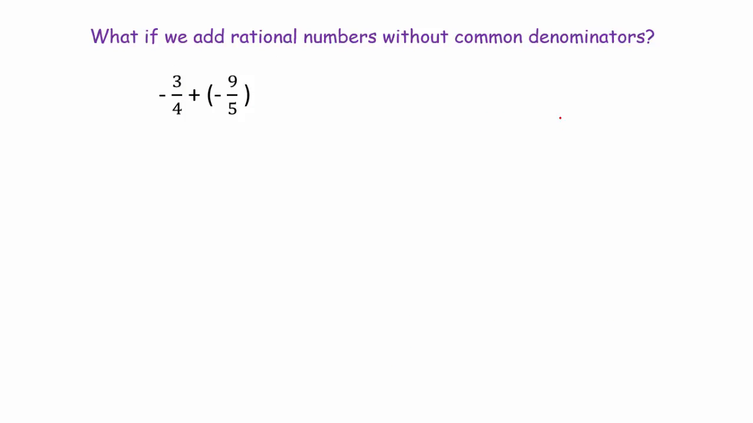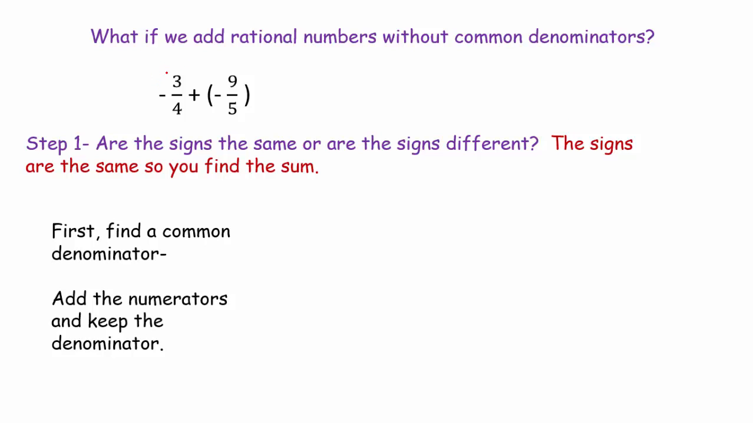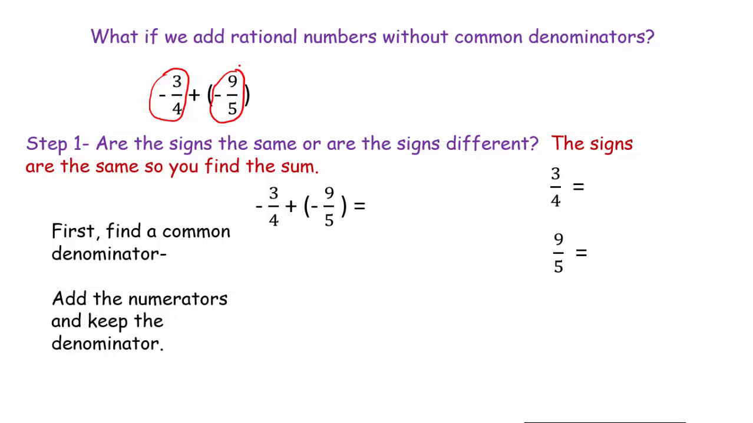How about if we add rational numbers that don't have a common denominator? Same process. Are the signs the same or are the signs different? So if I look at this one, the signs are the same. What's the sign on that 3/4? Oh, right in front of that is a negative. What's the sign on the 9/5? Oh, right in front of that is a negative. So if the signs are the same, we're going to find the sum. That means I want to take the sum of 3/4 and 9/5. And so in order to find the sum, I need to find a common denominator. Well, what's a common denominator between 4 and 5? Oh, 20.